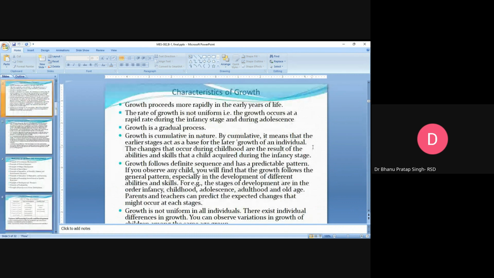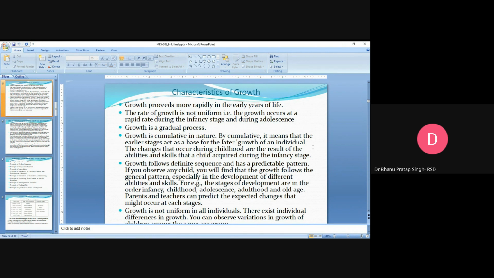So next is the characteristics of growth. What are the characteristics of growth? Growth proceeds more rapidly in the early years of life. You can see the example of the growth of a child. The rate of growth is not uniform. At every age, the growth is not uniform. Growth occurs at a rapid rate during the infancy stage and during the adolescence stage. Growth is a gradual process. Growth is cumulative in nature.